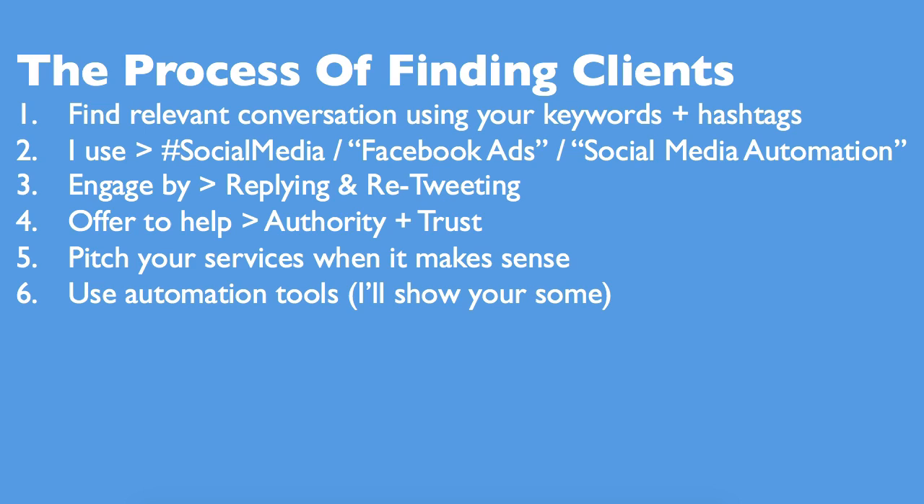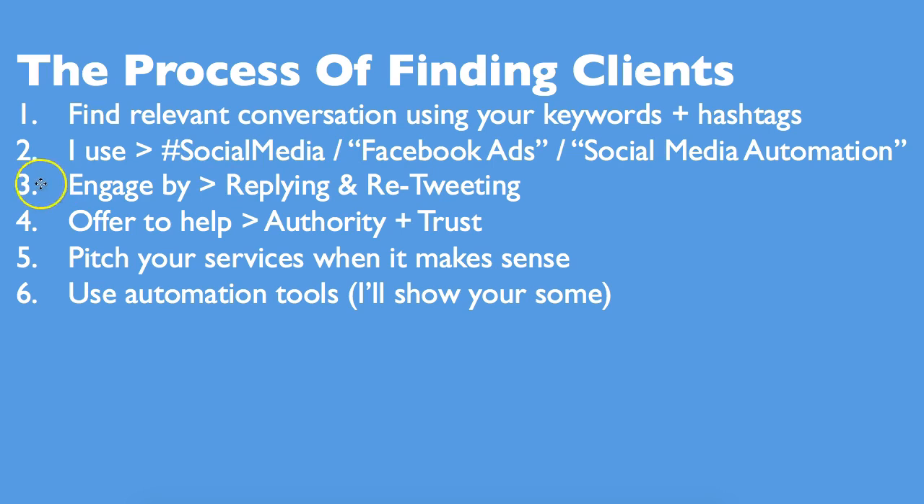And now let's look at my process that I use to find clients on Twitter. And it's actually a 6-step process. In step number 1, you find relevant conversations and tweets using your keywords and hashtags. And in step number 2, basically these are the hashtags that are relevant to my business, and this is what I use to search. Hashtag social media, and then Facebook ads, and social media automation.